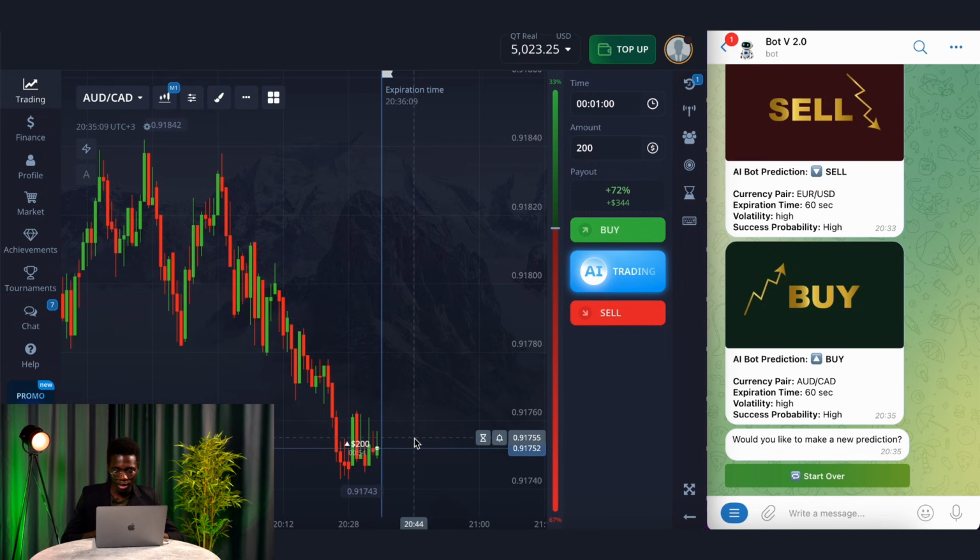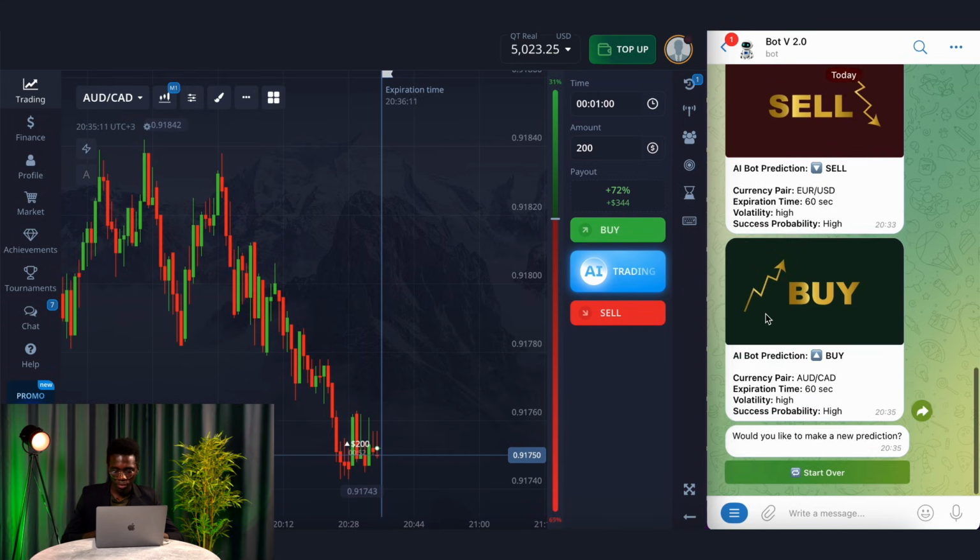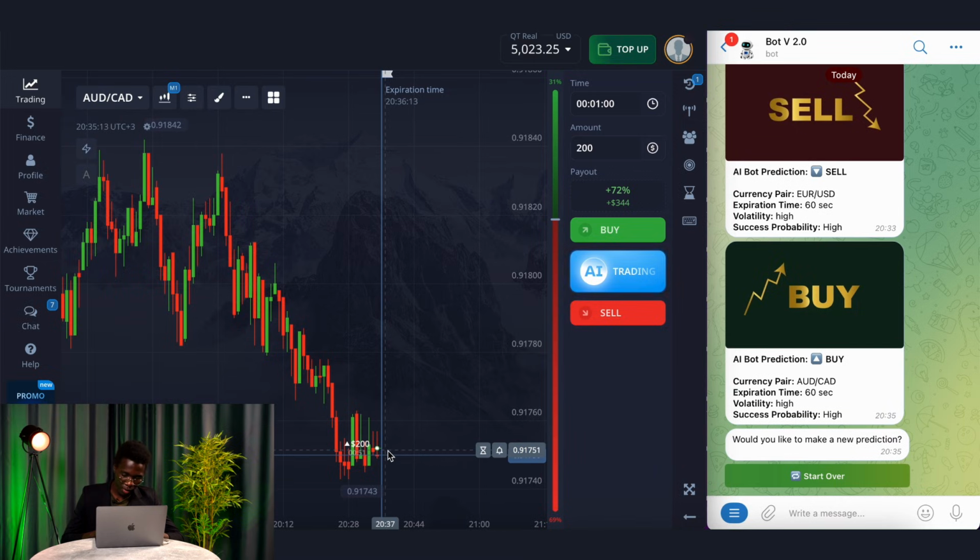This is a bearish market, but the fact that we are told to buy should tell you that there might be a possibility we're gonna get a buying volatility here, ladies and gentlemen. Predicted by our AI power trading board version 2.0. This is said to be a 60 seconds buy, volatility level to be high, success probability to be high. The buyers are coming in hoping this is gonna be a win for us.